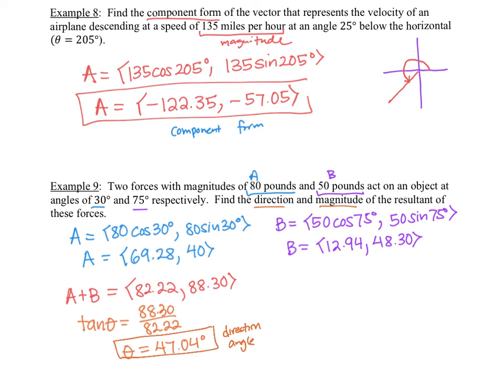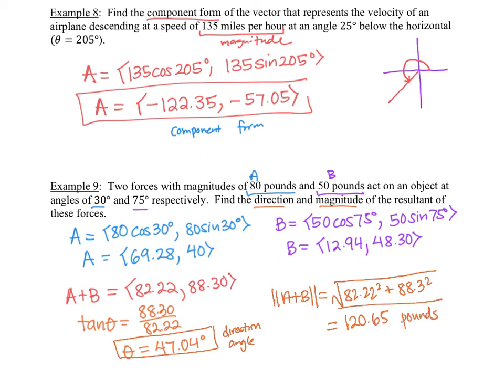Now they want the magnitude of my resultant force. The resultant was when I added the vectors together. So I'm going to use the component form. Remember, it's the x component squared plus the y component squared, and then square root it. Put that all in your calculator. I got about 120.65 pounds. And this is the magnitude of the resultant force, which is the magnitude of those two vectors working together.